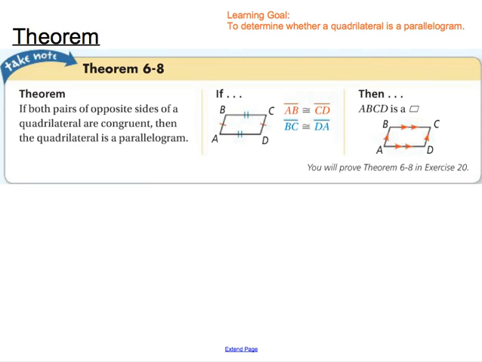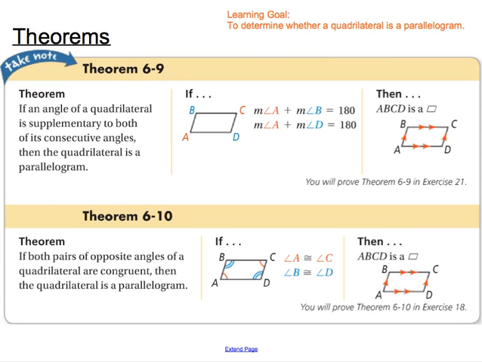One of the first ways that we can see that a quadrilateral is a parallelogram is if we have a four-sided figure whose opposite sides are congruent. Two additional ways that we can tell whether or not a quadrilateral is a parallelogram is if an angle of a quadrilateral is supplementary to both of its consecutive angles, and if both pairs of opposite angles are congruent.